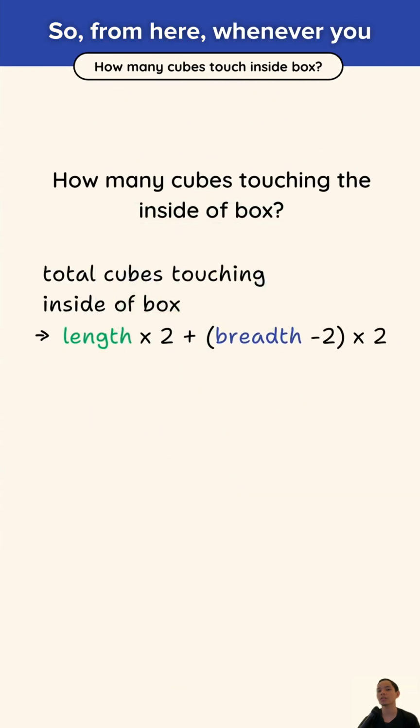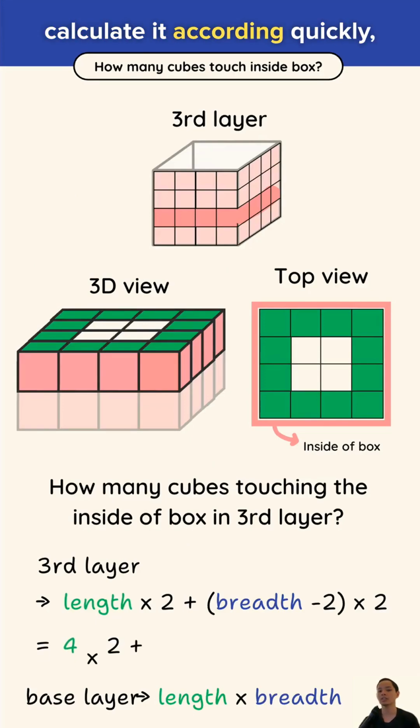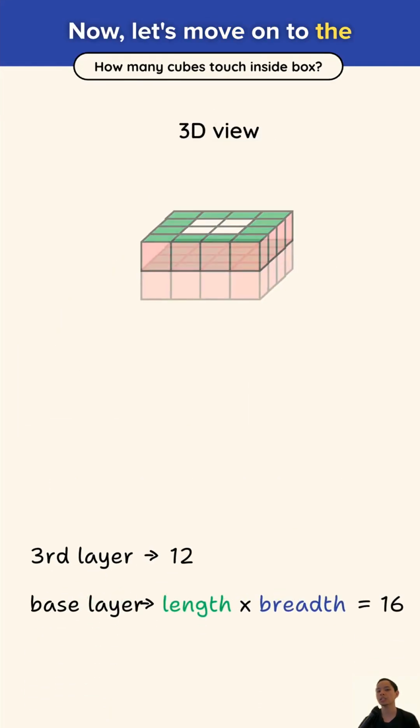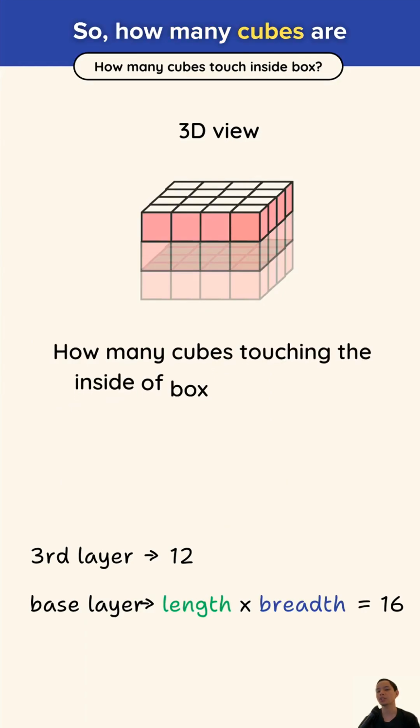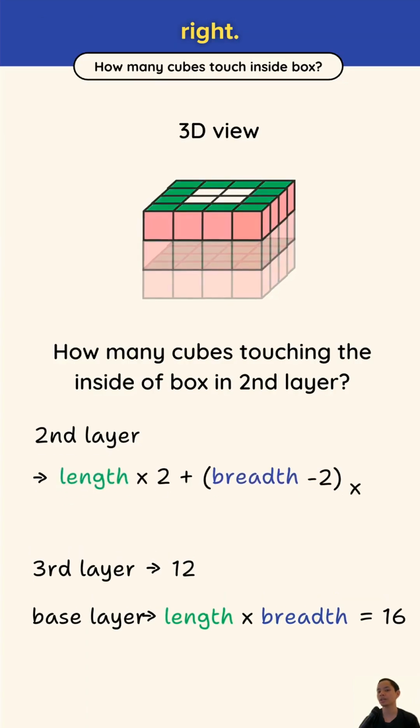So from here, whenever you want to get the layer that is not the base layer, touching the inside of the box, this is the equation. So let's go back to the third layer over here. We know the length and breadth is 4, so we just calculate it accordingly, and this will give us 12. Now let's move on to the second layer. So how many cubes are touching the inside of the box in the second layer? So the second layer over here, if you guess it's 12, then you're right. Using the same equation, we will get 12.